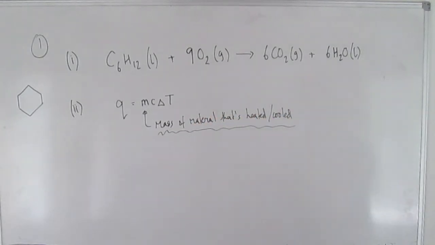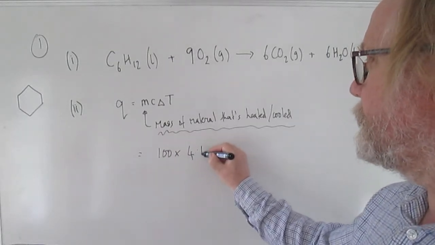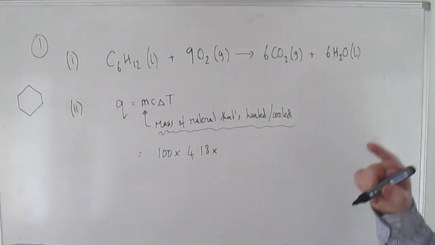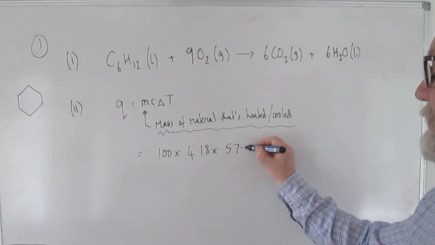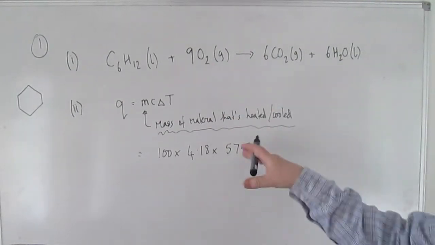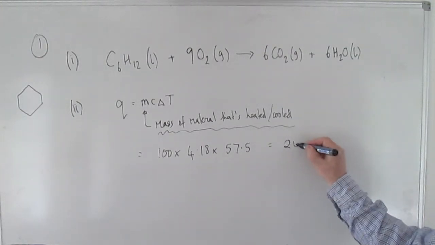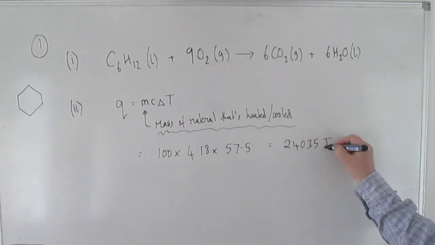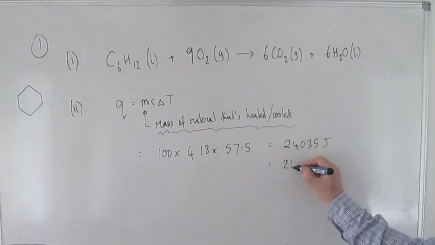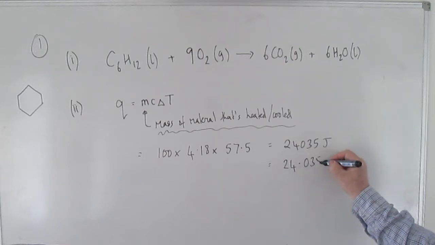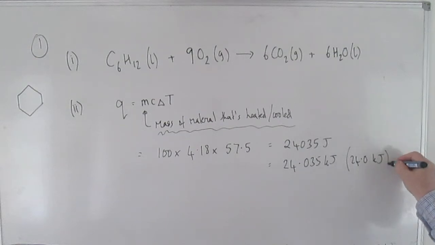So in this case it tells us we have a pot of 100 grams of water that's being heated, so it's 100 times 4.18, which comes from your data sheet as the specific heat capacity of water, times 57.5, which is the temperature difference between what it was at the beginning and what it was at the end, so you just get that by subtraction. And if you compute those numbers you get 24035 joules. But you have to read the question carefully because it asks for it in kilojoules, which means you have to divide by 1000. So you get 24.035 kilojoules, or 24.0 if you round it to 3 significant figures.